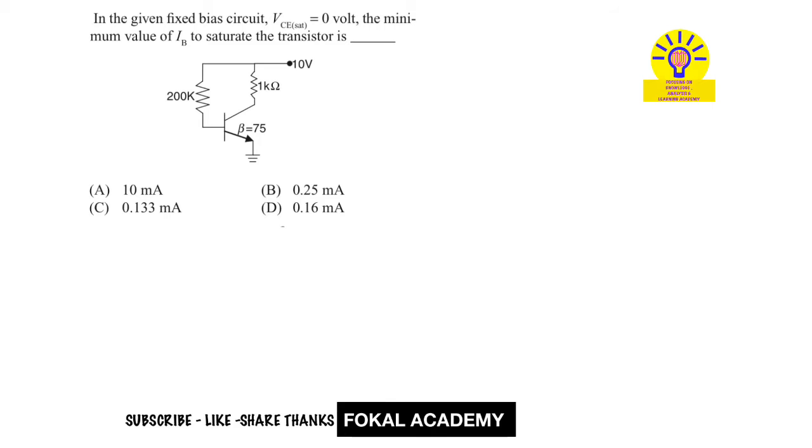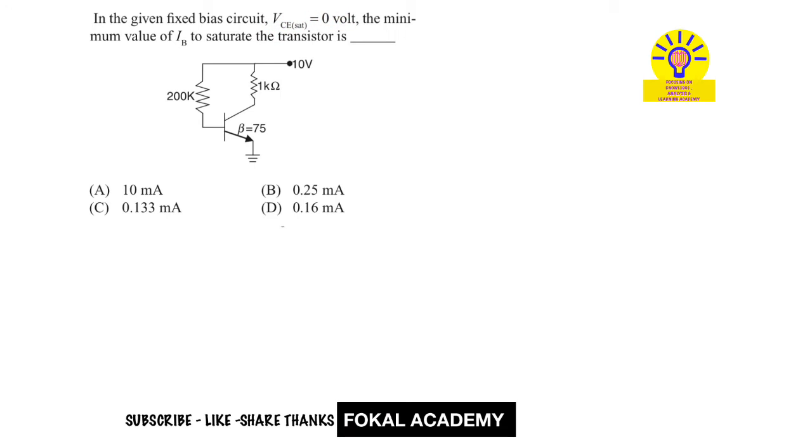See here in the circuit, a fixed bias circuit is given. In the given fixed bias circuit, VC saturation is equal to 0 volts. What is the minimum value of IB to saturate the transistor? At the saturation of the transistor, what is the minimum value of base current? So this is the question, and given here VC saturation is equal to 0 volts.